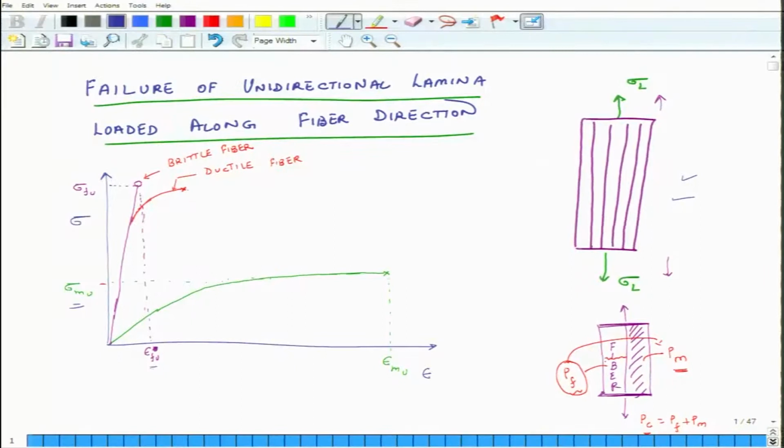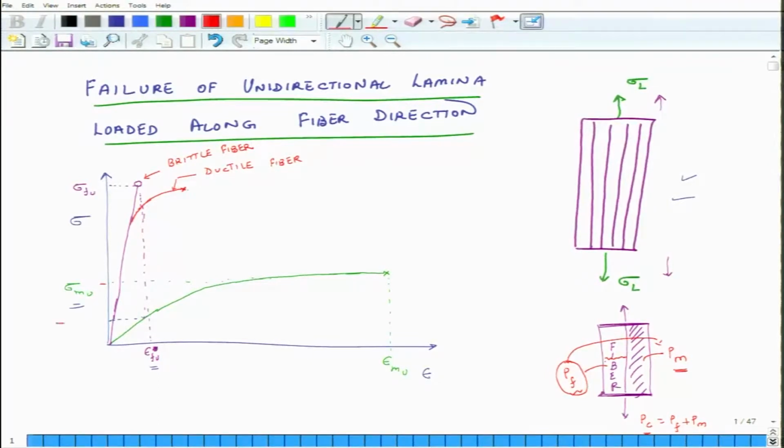Now, this epsilon Fu could be a little higher for ductile fibers than for brittle fibers, but it is very small. But they will fail at the same strain level, which is epsilon Fu. Fu means fiber strain, the ultimate breaking strain in the fibers. At the breaking strain in the fiber, what is the stress in the matrix? That stress, if I look at this picture, is this level, right.